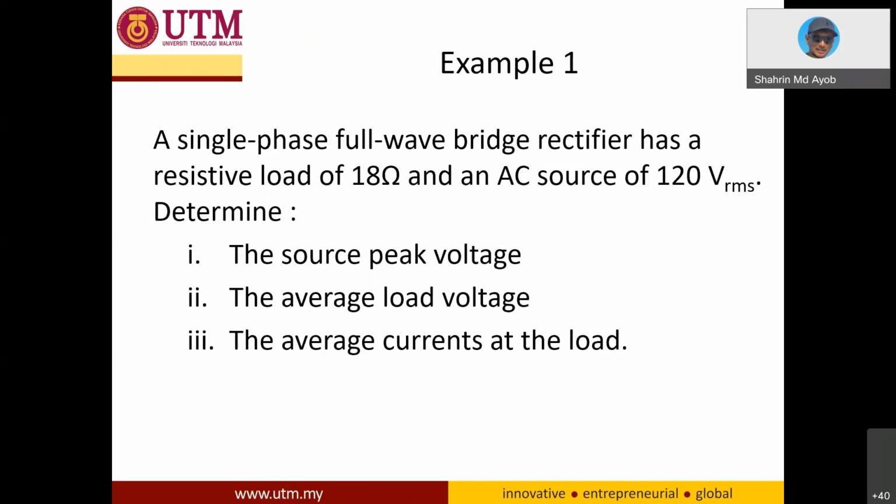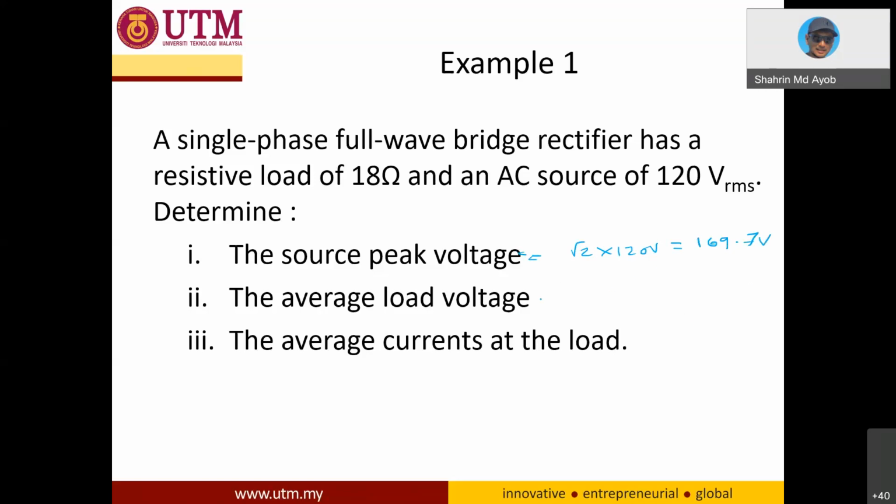A single phase full wave bridge rectifier has a resistive load and a source of 120 volt RMS. Determine the source peak voltage. This one is quite easy. So just square root 2 times 120 volt. If this comes in the final exam, it is a bonus. This is a bonus mark. 169.7 volt, okay?